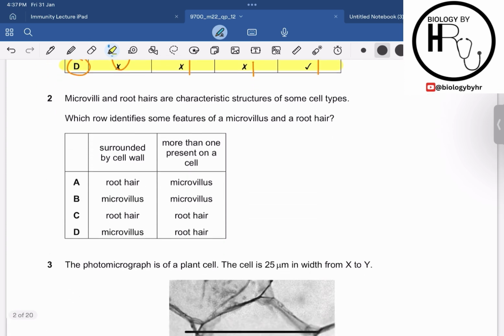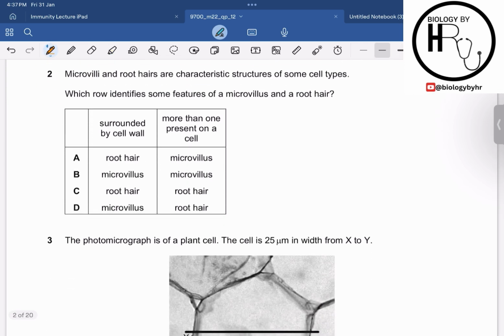Now let's move on to question number 2 over here. Question number 2 over here says that microvilli and root hairs are characteristic structures of some cell types. Alright, we know that root hair cells is somewhat like this, right? This is somewhat the structure of the root hair cells.